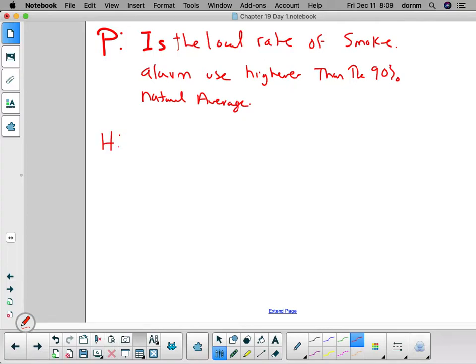H. Okay, this is where I do my hypotheses. I'm going to do two hypotheses: my H naught and my HA. And we talked about this yesterday. My H naught, P, not P hat, but P, P of SD. We did this yesterday. P of SD equals the proportion of homes with working smoke detectors.